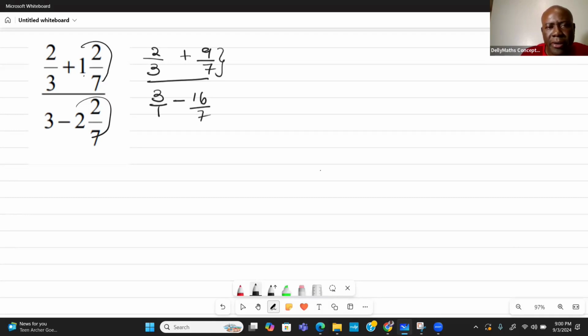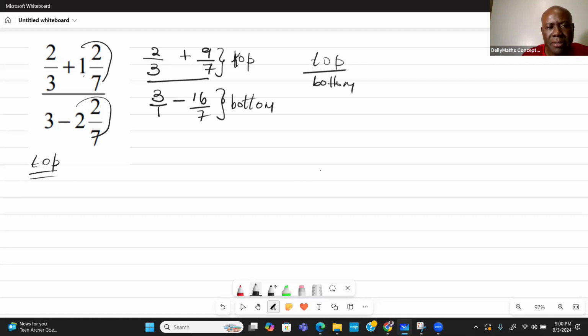I'm going to refer to this part as my top part. And this part I'm going to refer to as the bottom part. So the idea is that I'm going to work out the top part, and then I'm going to divide it by whatever I get from the bottom. That's the idea. So let us start off by looking at the top part.